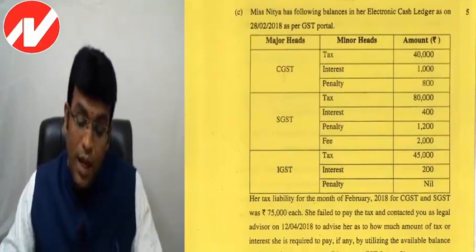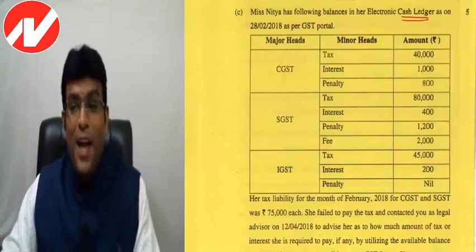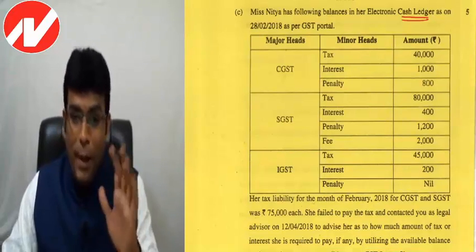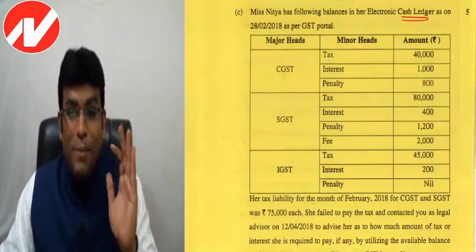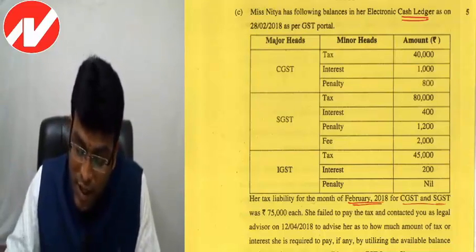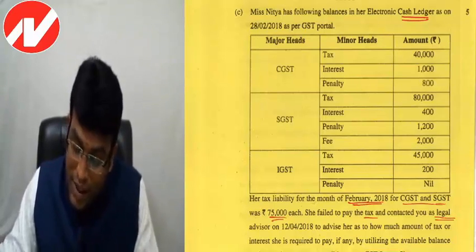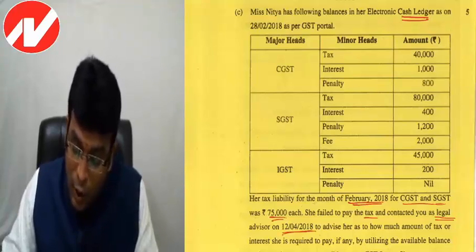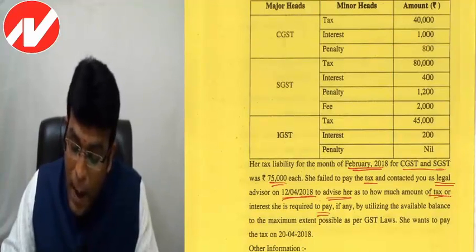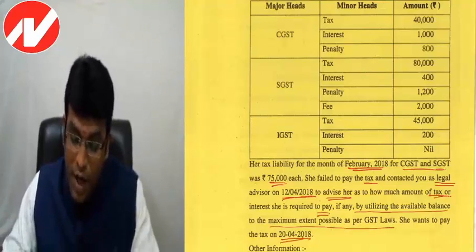Miss Nitya has the following balances in the cash ledger. I hope we all know that when it is cash ledger, we will use it only for that particular purpose. We can't use it for any other purpose. Her tax liability for February for CGST and SGST was 75,000 each. She failed to pay the tax and contacted a legal advisor on 12th April to advise her as to how much amount of tax or interest she is required to pay, if any, by utilizing the available balance to the maximum extent possible. She wants to pay on 20th April.